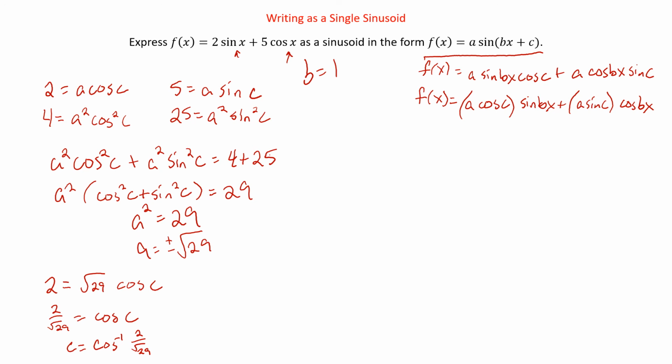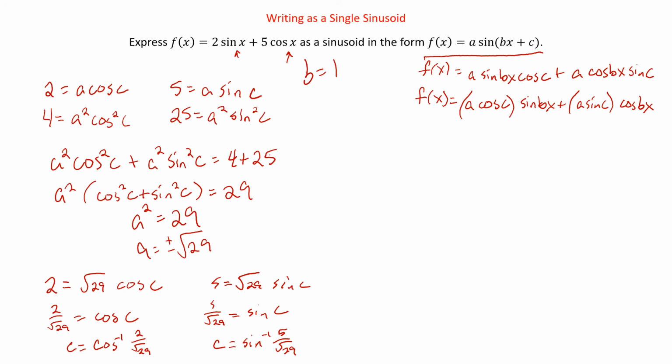And then we could do the same thing for sine. 5 equals root 29 sine c, which means 5 over root 29 equals sine c. So c would be the inverse sine of 5 over root 29. To check whether it was positive or negative, we would want to make sure these two things are the same, and in fact they are. If one of them had the wrong sign, we'd switch it to negative, and that would hopefully fix that issue. So c equals either of these two things.